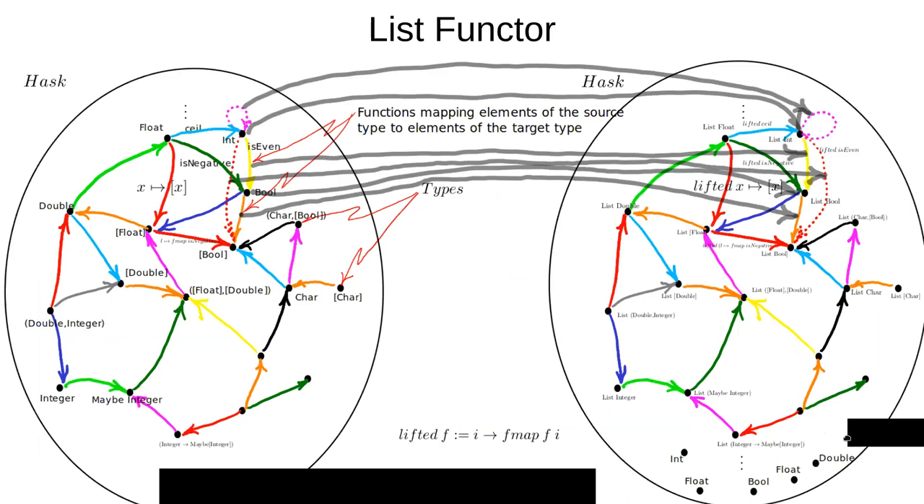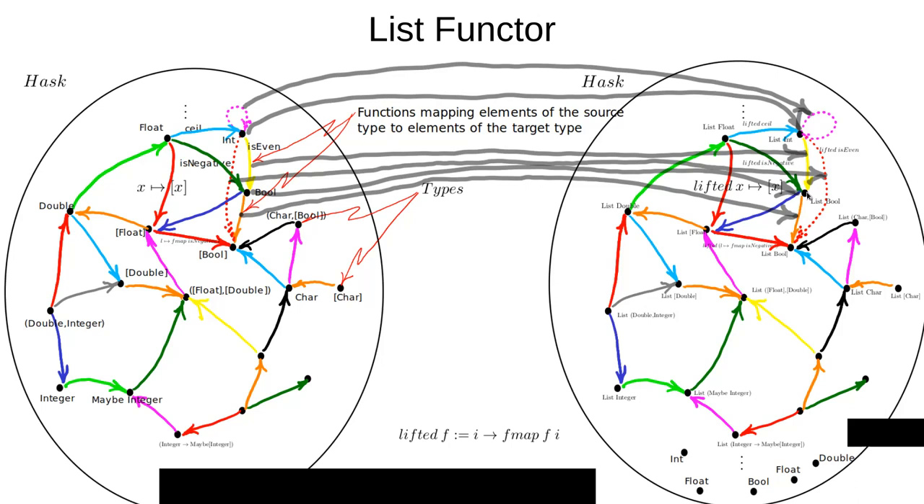Now, similarly, if we have these types in Hask, we can hit them with the list functor. Here we're going to map int to list of int, bool to list of bool, and is even, which goes between an int and a bool, will be lifted by the functor, mapped to a morphism between a list of int and a list of bools.